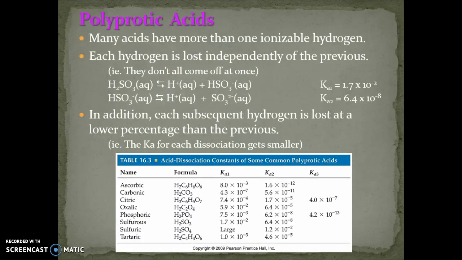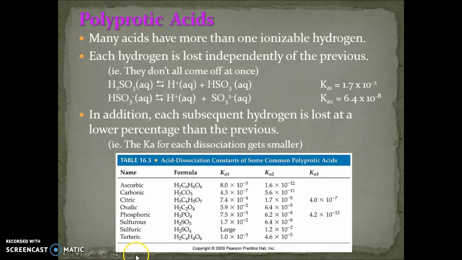Next idea, polyprotic acids. We don't typically have polyprotic bases or polyhydroxyl bases unless they're strong, so 100% dissociation anyway. But for polyprotic acids, there's a lot of them that are weak. And so you got to remember that each hydrogen ion comes off independent of the others.